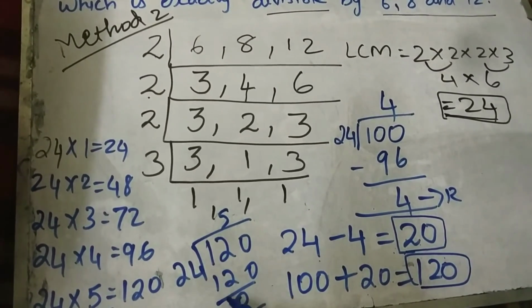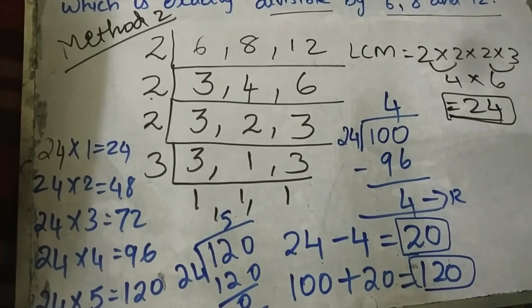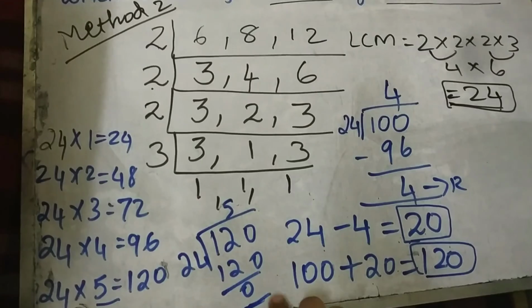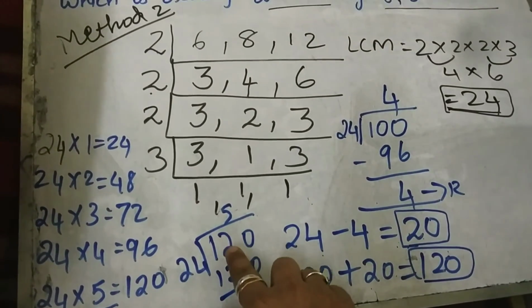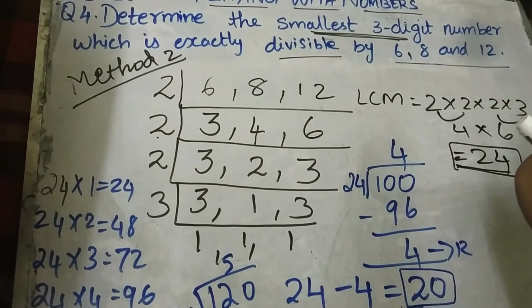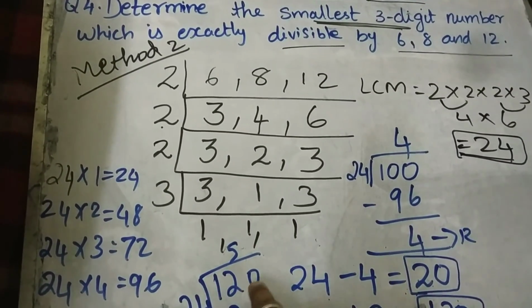If you want, you can check it and see whether the answer is correct or not. How will you find? If you got the remainder as 0, then it is exactly divisible. So this 120 is divisible by 6, 8 and 12. So the smallest 3-digit number is 120.